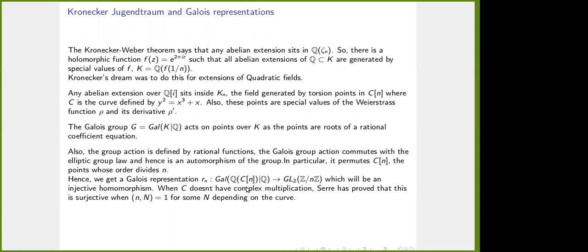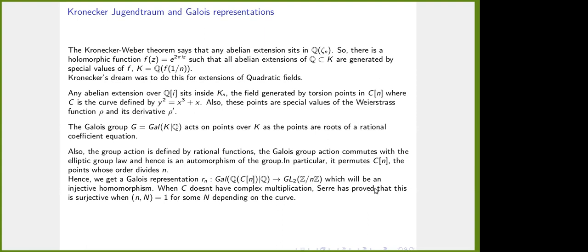I'm taking the field K to be the field generated by the torsion points. Generated by the points means, suppose I take a point, I take its x and y coordinate, and I take the field generated by x and y as x and y vary over all the points in Cn. Since we've said that Cn is Z mod n cross Z mod n, every element of the Galois group will be a linear automorphism of Cn. So we get a map to GL2 of Z mod nZ, and so we get a Galois representation.